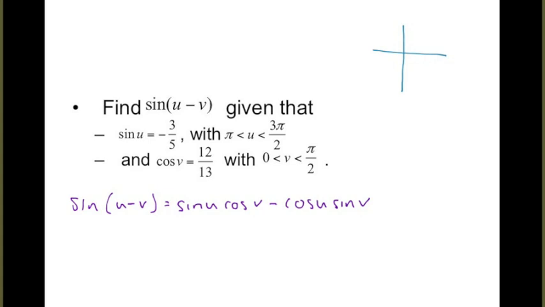All right, so for angle u, we are told that it is between pi, which is 180, and 3 pi over 2, which is 270. So angle u is somewhere down in here. We are told its sine, opposite over hypotenuse, is negative 3/5. You did problems just like this in 14.3.